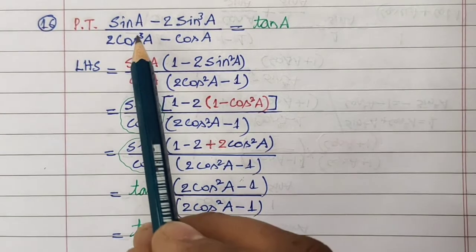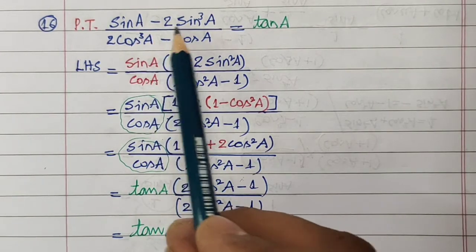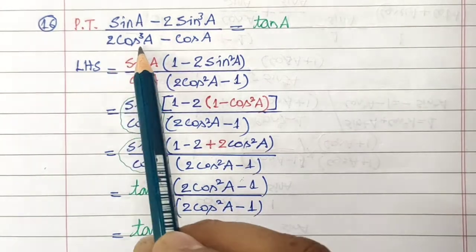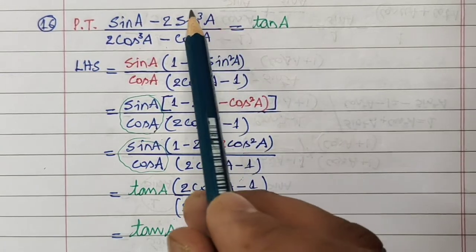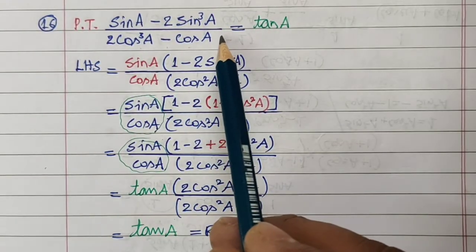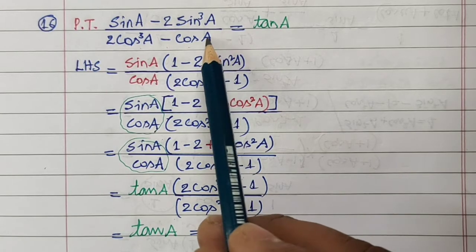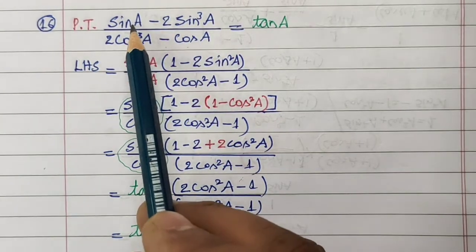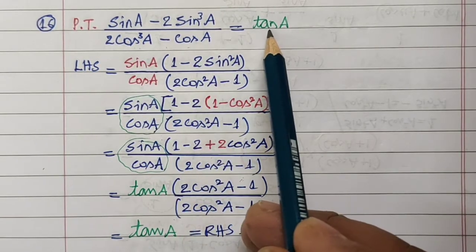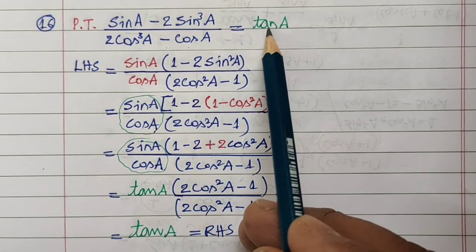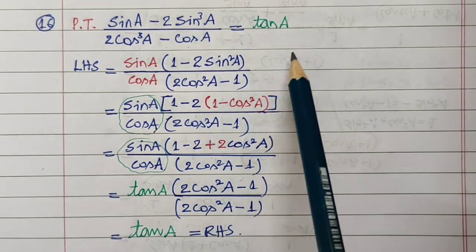Prove that sin A minus 2 sin cube A divided by 2 cos cube A minus cos A is equal to tan A. As soon as you see this, don't get confused. We just see anything can be done with this. There is a sin A here, sin A here. There is cos A here and cos A here. We want tan A. We know that tan A is equal to sin A divided by cos A.